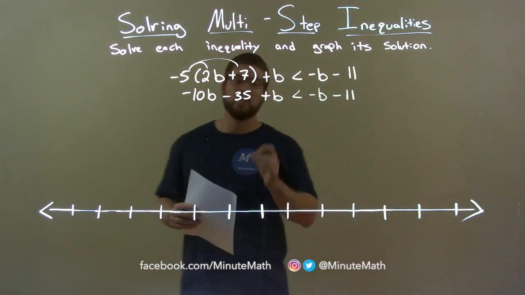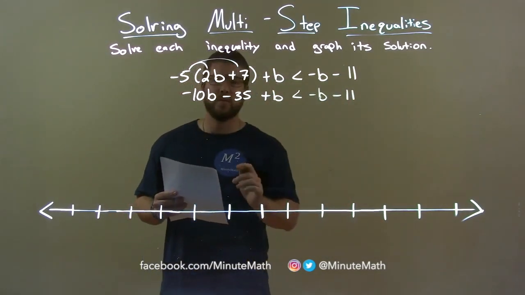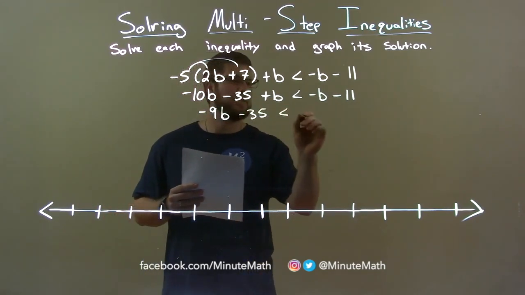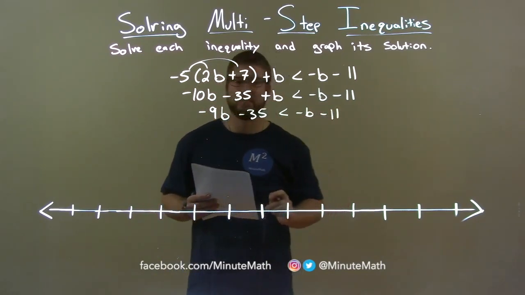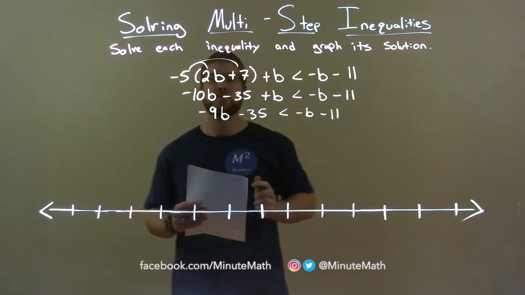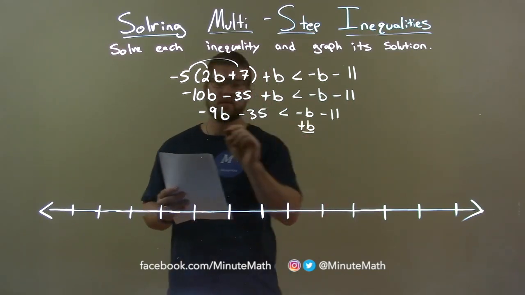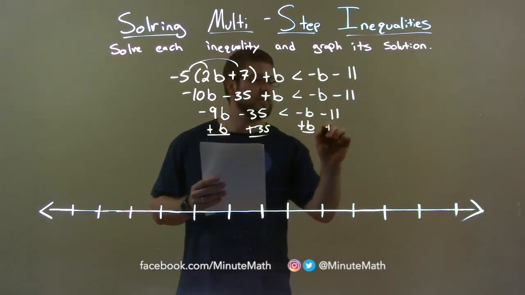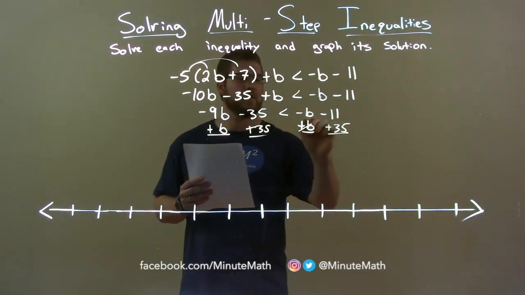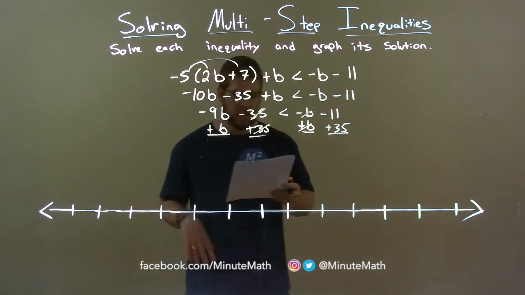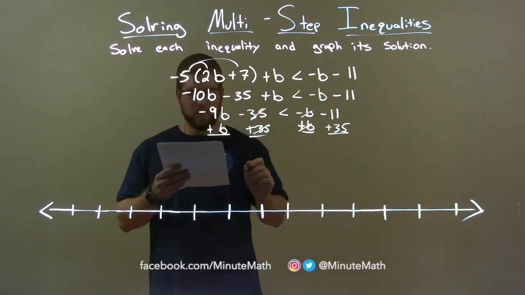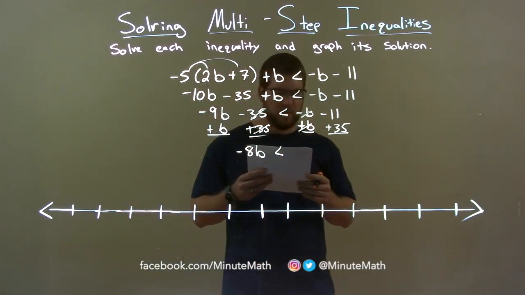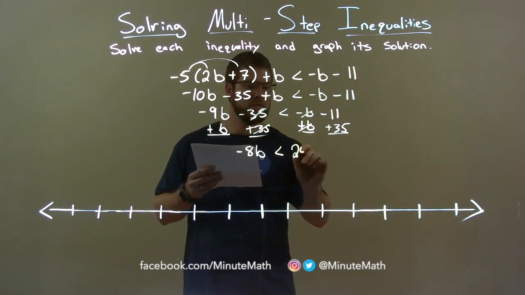Let's combine our like terms on each side. Negative 10b plus 1b is a negative 9b. Minus 35 is less than negative b minus 11. Let's bring our b's to the left, our numbers to the right now. Add a b to both sides, and add 35 to both sides. B's cancel here, and 35's cancel there. Negative 9b plus 1b is a negative 8b, and it's less than negative 11 plus 35, which is 24.